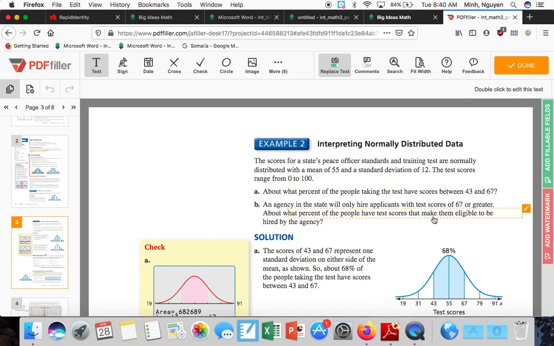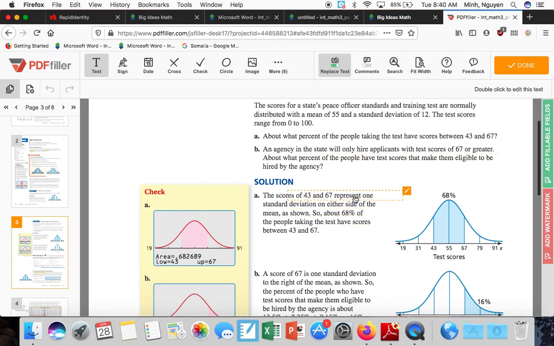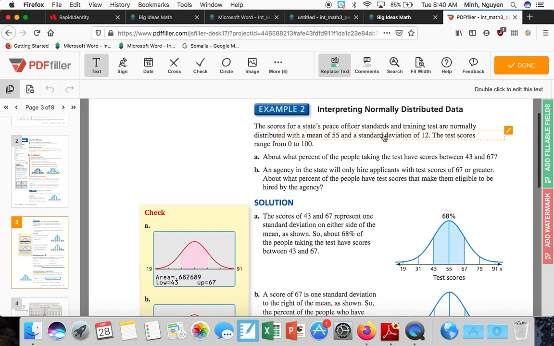Okay, interpreting normally distributed data. The scores for a state's peace officer standards and training tests are normally distributed with a mean of 55 and a standard deviation of 12. The test scores range from 0 to 100. So, whenever it gives you the mean, you just plop that right down in the middle. When it gives you the standard deviation, you just add and subtract from there.